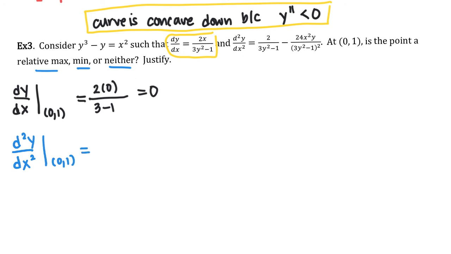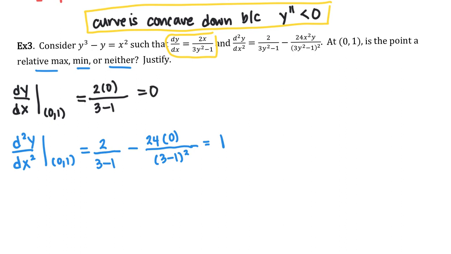Okay, so I'm plugging it into this expression now. So 2 over 3y squared. 3y squared is 3, minus 1, minus 24 times, oh, x squared is 0. Okay, so it's going to make the top 0. I'm not going to worry about the y. At the bottom, I'm going to have 3 minus 1 squared, but as long as it's not undefined, it's fine. So what is that? That's 2 divided by 2 is 1, minus 0 is 1.